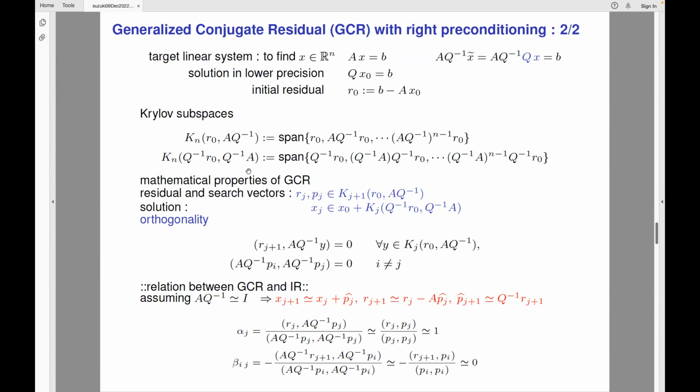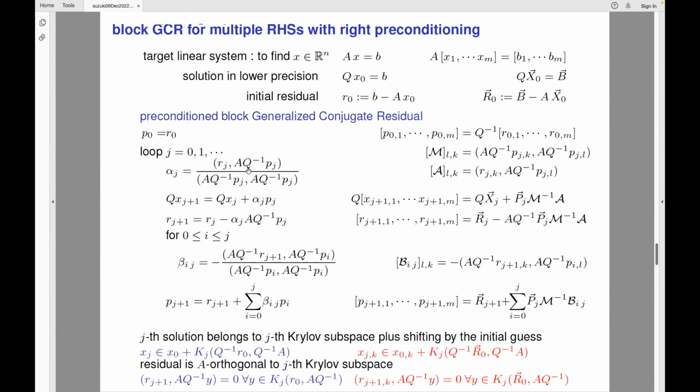Here I am thinking about a single right-hand side. But as I said, I would like to compute the Schur complement, so I have to use the block version. I need to solve against the block matrix B, but the algorithm is completely the same.